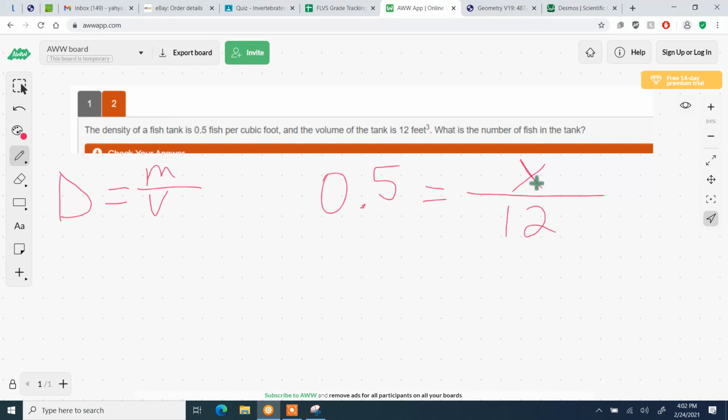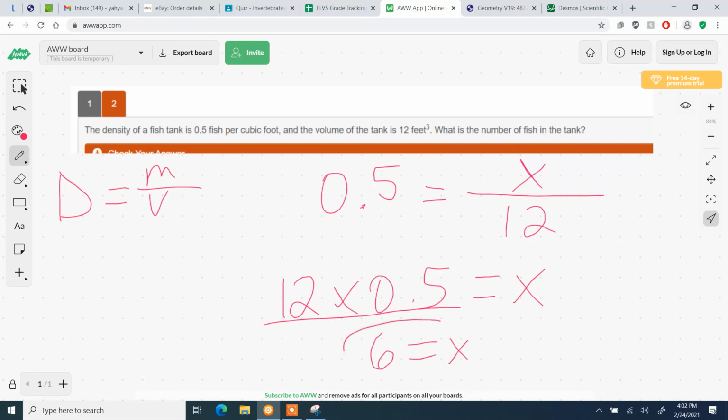So how do we solve for X here? This is X divided by 12. I want to get rid of this divided by 12, so I do the opposite. I multiply both sides by 12. So I go like this: 12 times 0.5 equals X. Now you see the 12 is gone on the right. So X is equal to 12 times 0.5. What is 12 times 0.5? 6. So in this tank, there are going to be 6 fish.